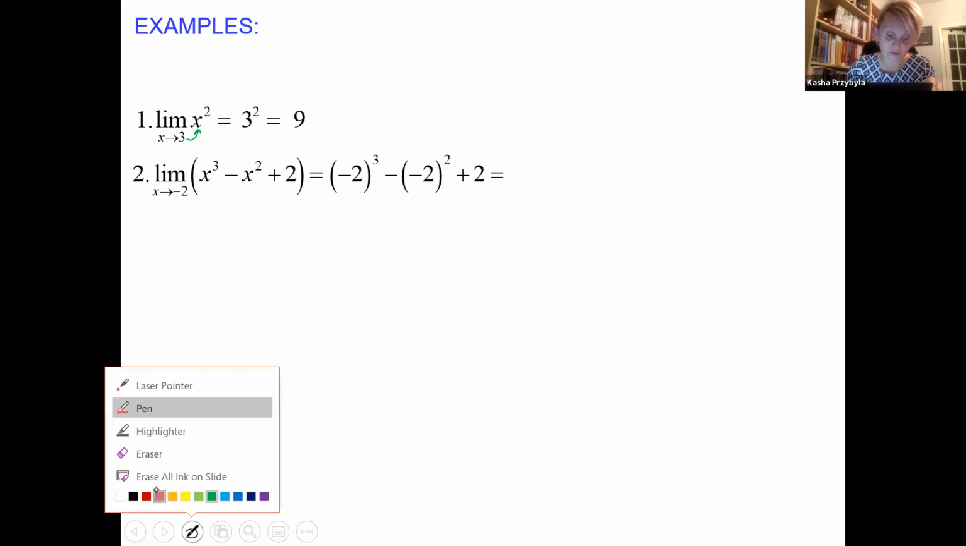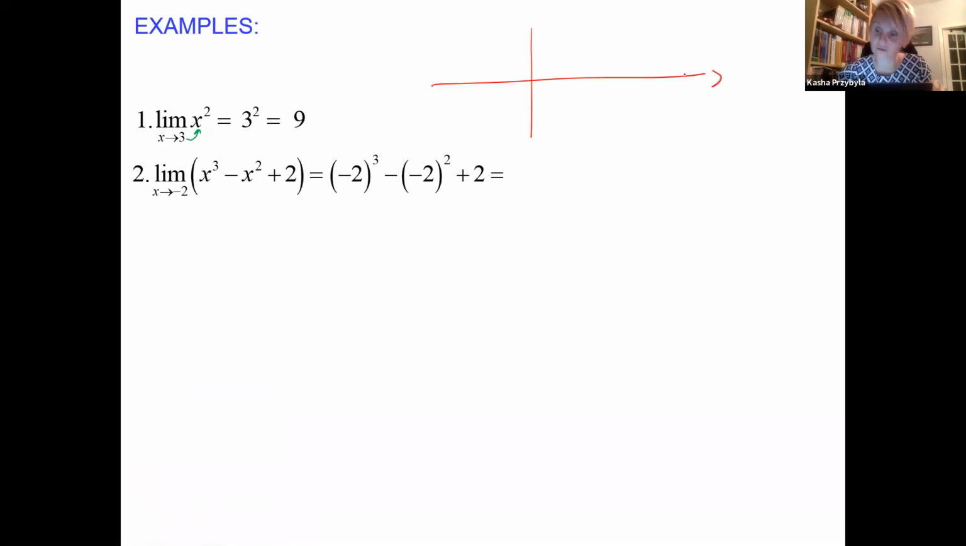Then I have another function: x cubed minus x squared plus 2 as x goes to -2. This is a polynomial. Polynomials are defined everywhere. That means -2 is definitely in the domain. In order to compute that limit, I simply have to substitute. I don't know how this function looks.